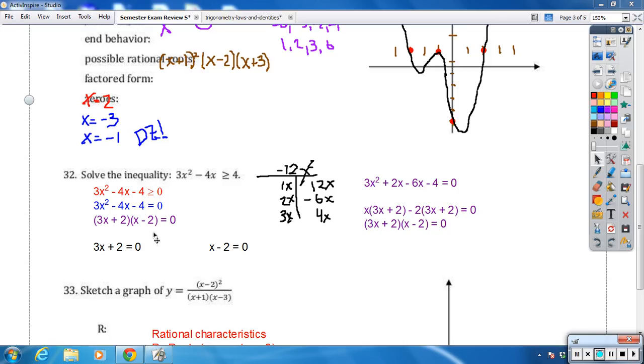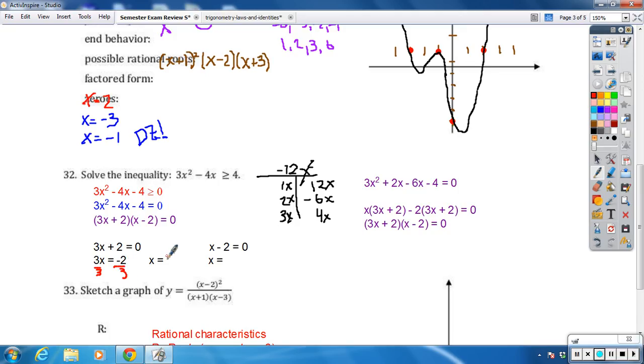Now since I have 2 factors, I can set each factor equal to 0. So 3x plus 2 equals 0, x minus 2 equals 0, and these are going to give me my 2 places where I'm going to cross the x-axis. If I solve 3x plus 2 equals 0, I'm going to first subtract 2. So I get 3x equals negative 2, then I'm going to divide by 3.